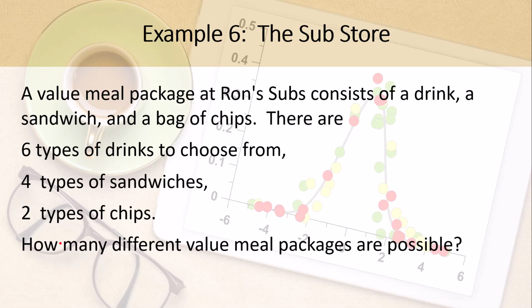Well, the size of the sample space is going to be equal to the number of outcomes associated with drinks. That's one stage. Times the number of sandwiches that you could possibly have, that is going to be 4, times the number of chips, which of course will be 2. And then just multiply them together. 6 times 4 is 24, times 2 is 48. And that is the fundamental counting principle.